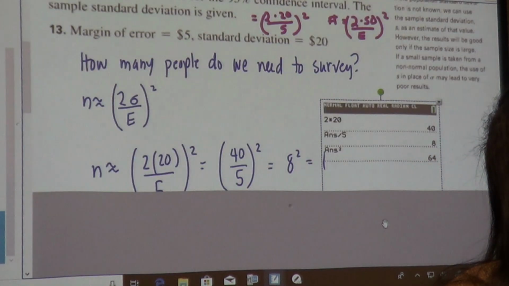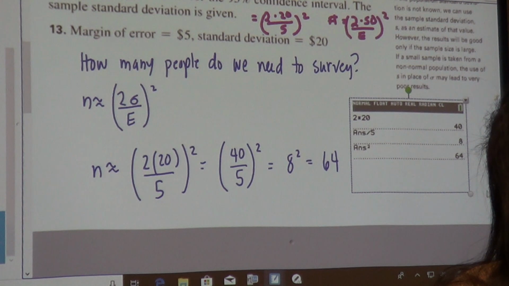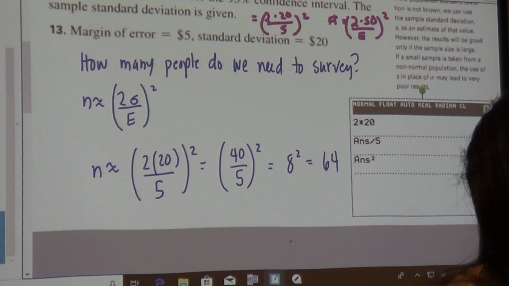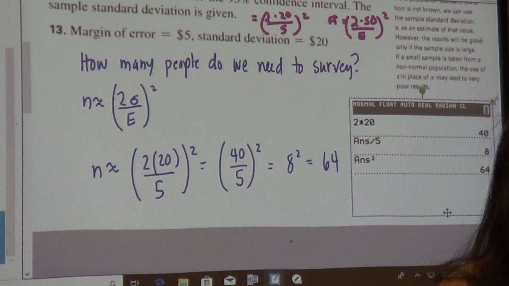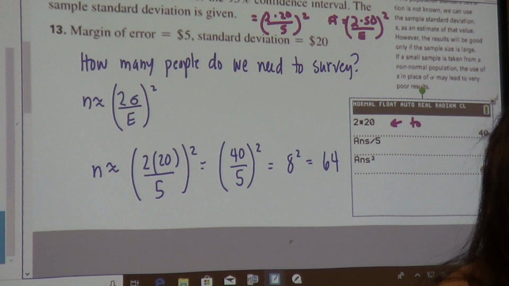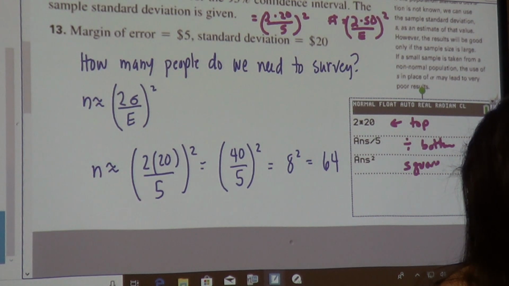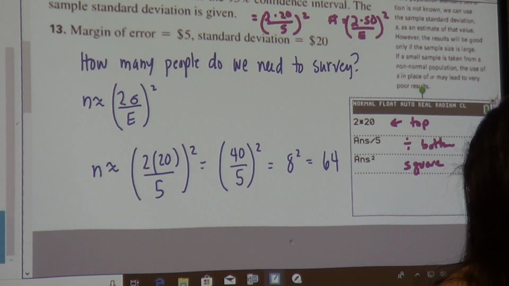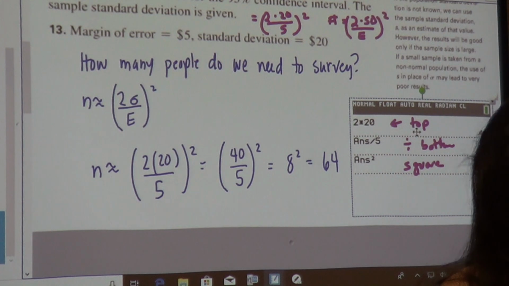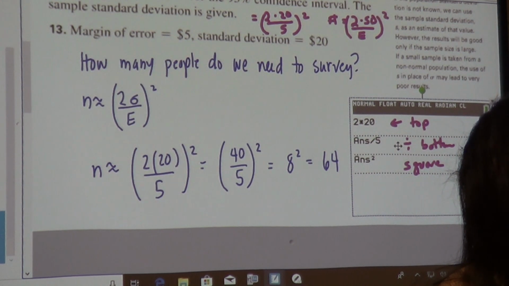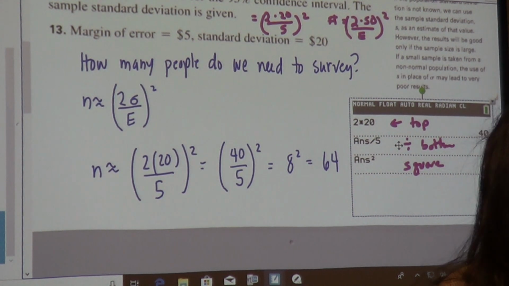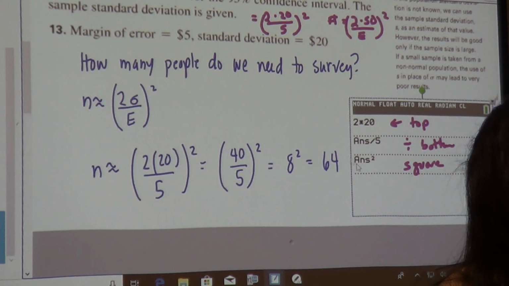Now, we show it right here worked out with longhand, but that shows me how to work it out in the calculator. I work out the top, and then I divide it by the bottom, and then I square the whole thing. So you should ask 64 people. And remember, you can't ask part of a person. So if this was 64.7, your answer would be 65 because you cannot ask part of a person.